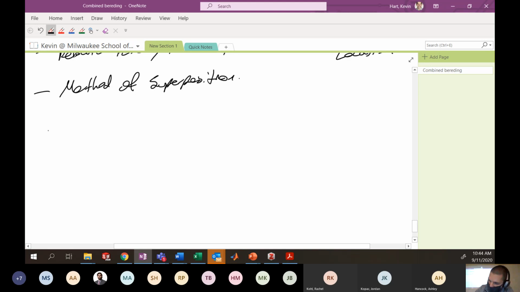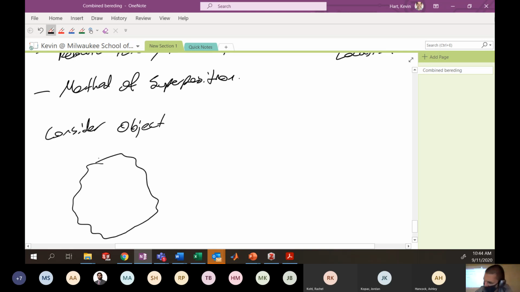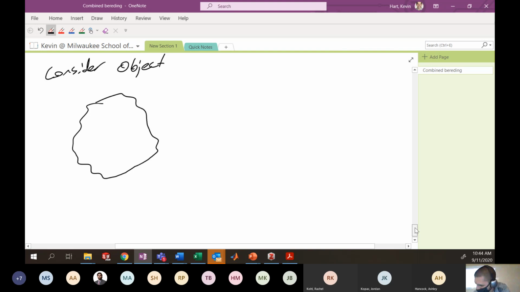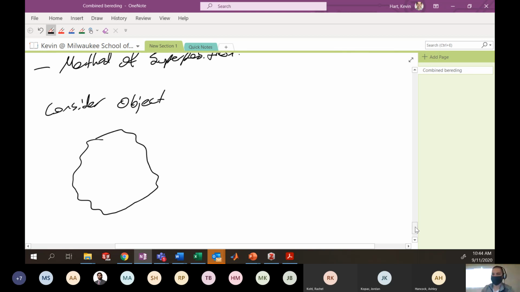So let's consider an object, the world famous mechanics potato of Dr. Hart. Just a random object here. Let's say point O is our point of interest. We might have a variety of other points on this object where forces or moments are acting.